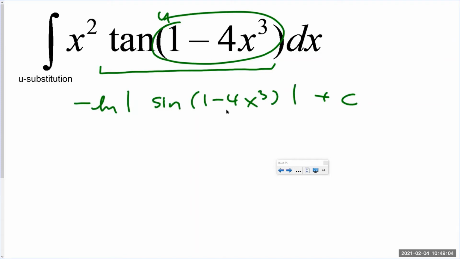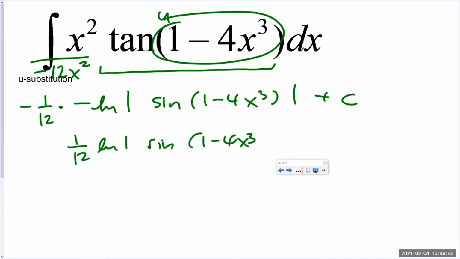This is the most often wrong answer, okay, except when it doesn't even have the right formula. But let's say you know the formula. This is the most often wrong answer. You have to take into account this u if you're doing the shortcut. What's the derivative of 1 minus 4x cubed? Just write it down here. Negative what, guys? 12x squared. Question, do your x's cancel out? Yes. What does it cancel out to? Negative 1/12. Now be careful. This is negative 1/12 times negative ln. What's the final answer going to be here? 1/12 ln of sine of 1 minus 4x cubed, absolute value, plus c.